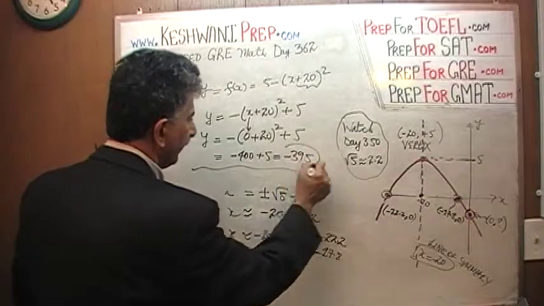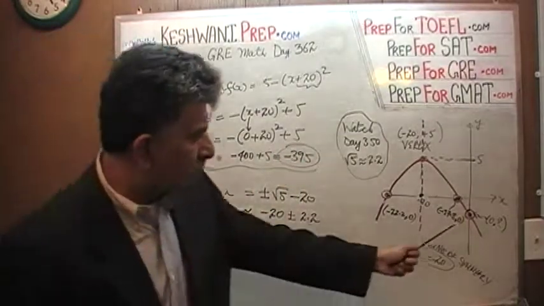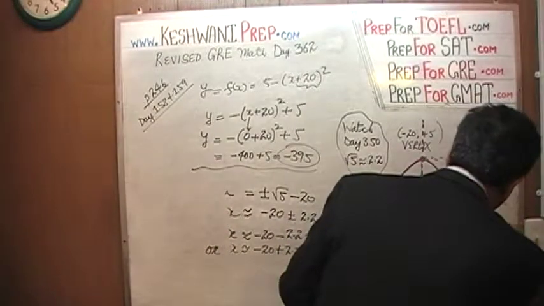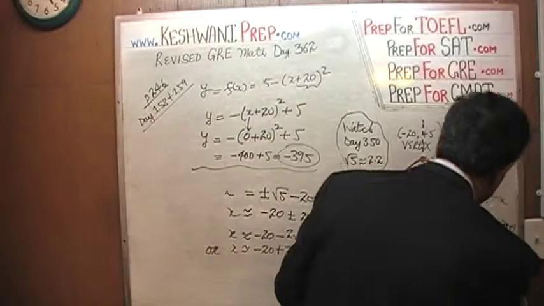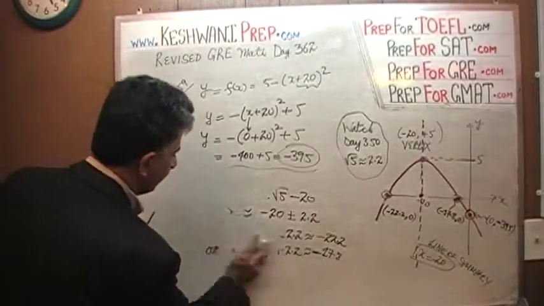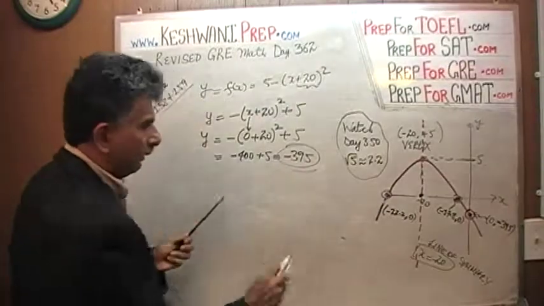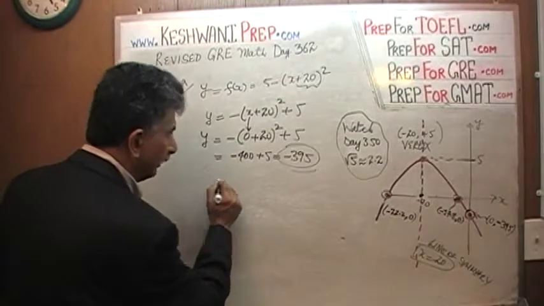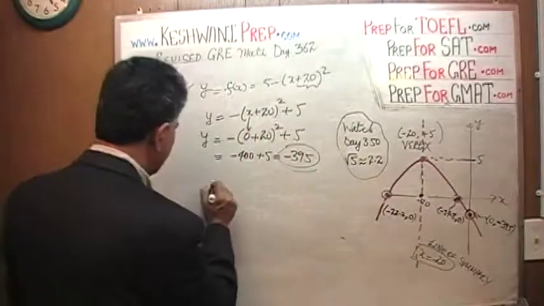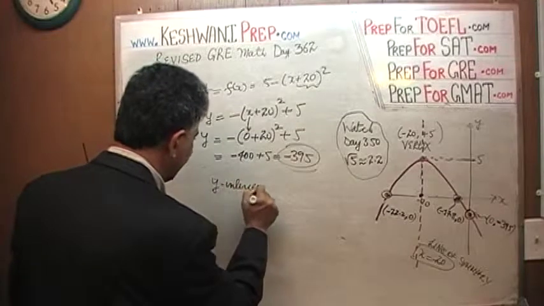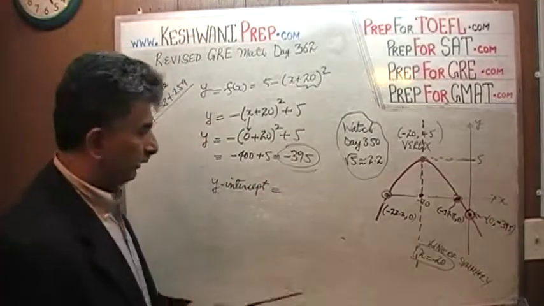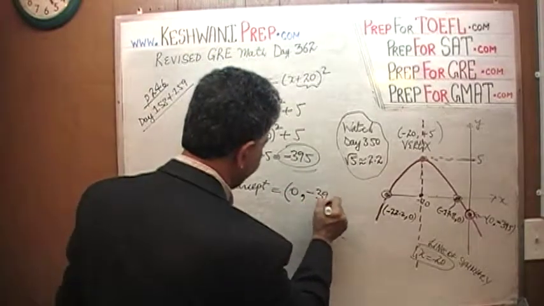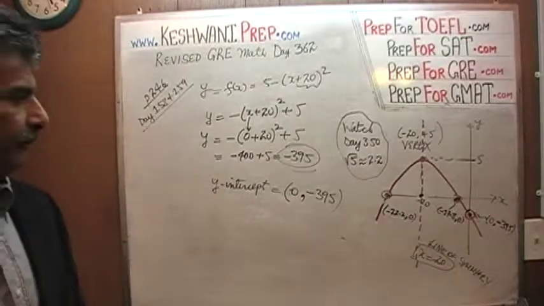Voila. Negative 395. So now we know that the coordinate of that point is 0 and negative 395. Let's make a note down here, in the event that that thing is out of the screen. The y-intercept, the place where it cuts the y-axis, we just found is 0 and negative 395. That's it, we're done. That's our parabola.